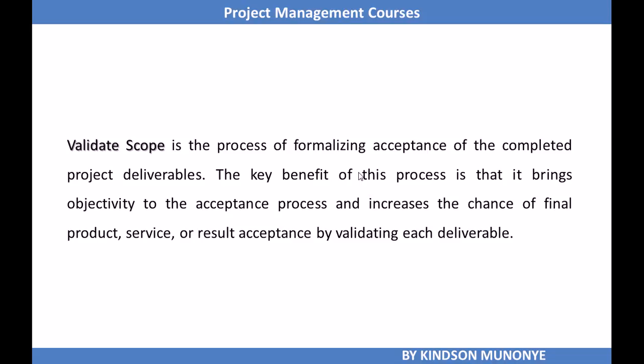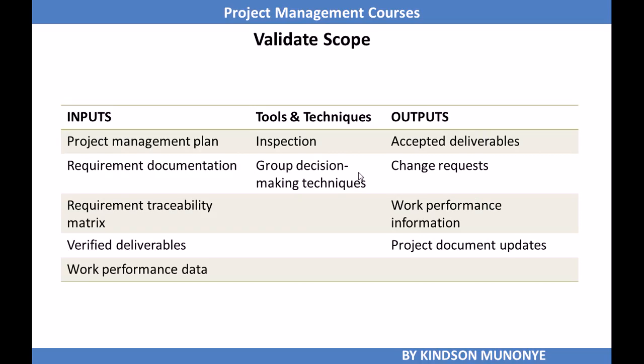The key benefit of the Validate Scope process is that it brings objectivity to the acceptance process and increases the chance of final product, service or result acceptance by validating each deliverable. The inputs are the project management plan, requirements documentation, requirements traceability matrix, verified deliverables, and work performance data. We have two tools and techniques, and they are inspection and group decision making techniques. Outputs are accepted deliverables, change requests, work performance information, and project document updates.